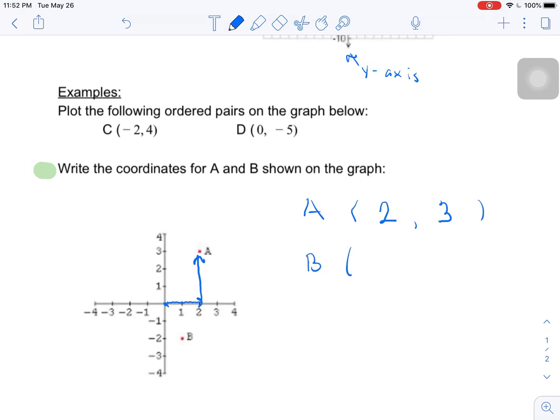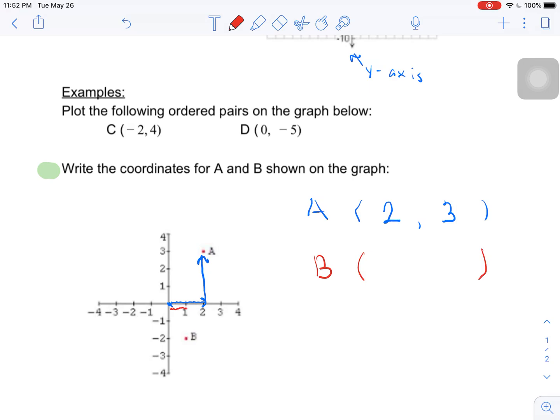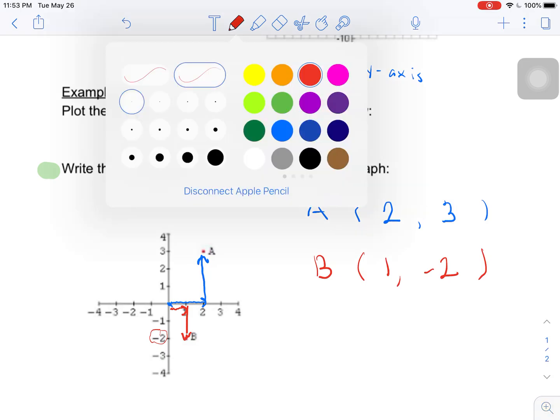So it also asks for B. Since we're marking on the same graph, I'm going to switch colors just for the sake of avoiding confusion. So B, we need to figure out how far left or right we go first. So to get to B, I have to go right 1, so that's positive 1. But now to get to B, I'm not going to go up, I'm going to go down. So down would be negative. So I have to go down 2. So that means B's y, or up and down, coordinate would be negative 2. So the coordinates for B are 1, negative 2.